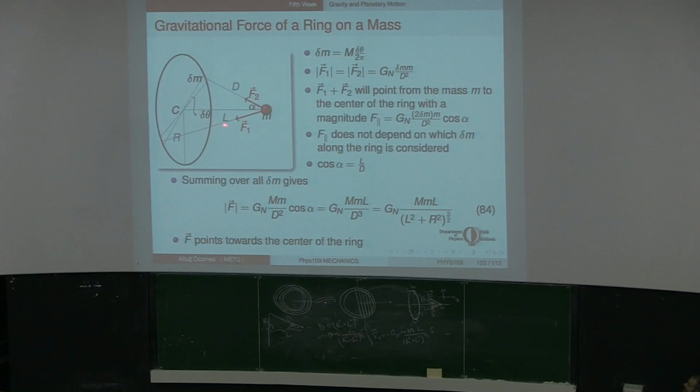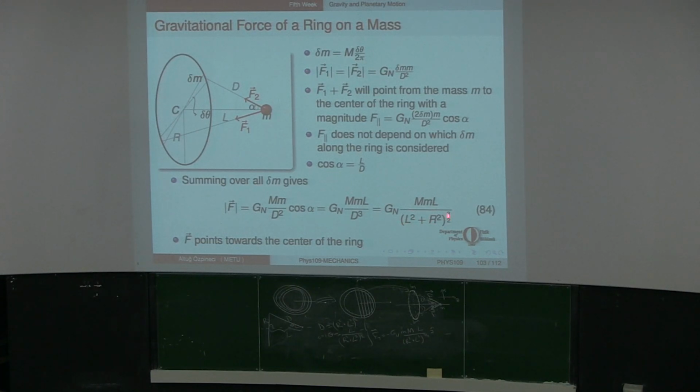Now let's take the limit that L is much larger than the radius of the ring. If L is much larger than the radius of the ring, then we can just ignore this r squared term compared to this L squared term. Let's just imagine that L is 1,000 kilometers and r is just 1 meter. It is just 1,000 squared plus 0.000 many zeros 1. So compared to 1,000 squared, that is just negligible.